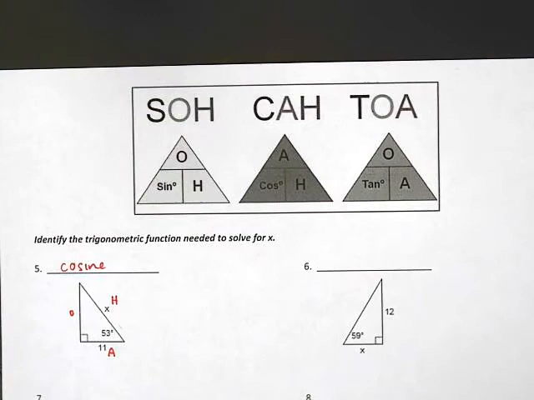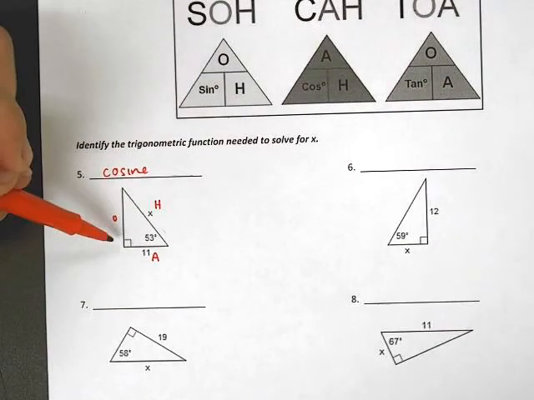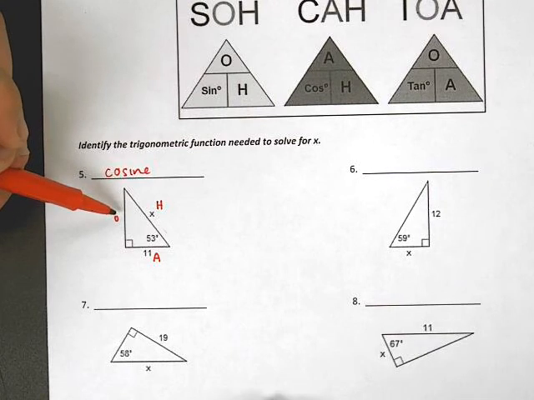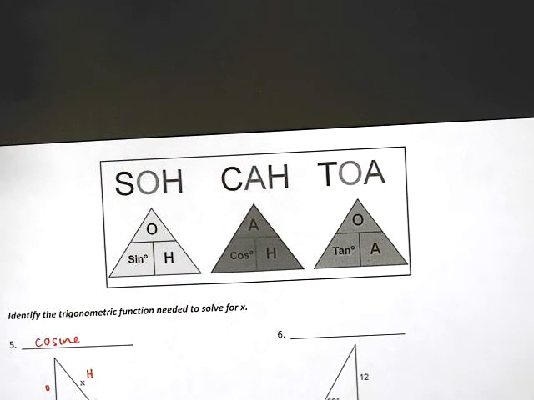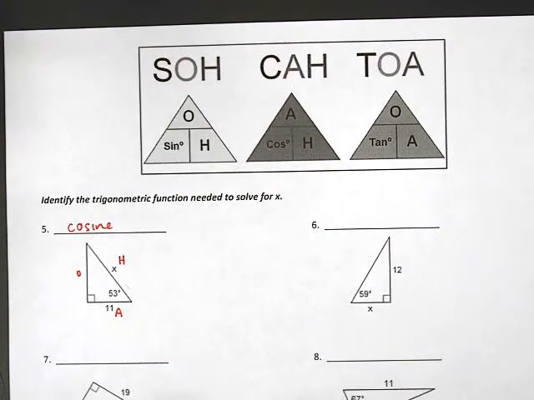Alright. Another way to think about it, I didn't have the opposite leg here, right? If I don't have the opposite leg, then I can't use O, which means I can't use sine and I can't use tangent. So either way you look at it, whether you figure out what you have or what you don't have, you will get to the correct answer.